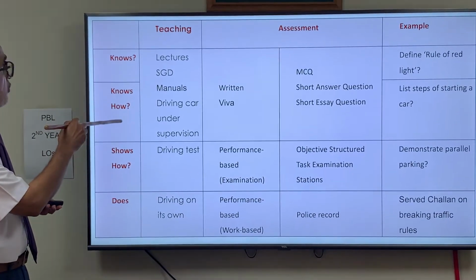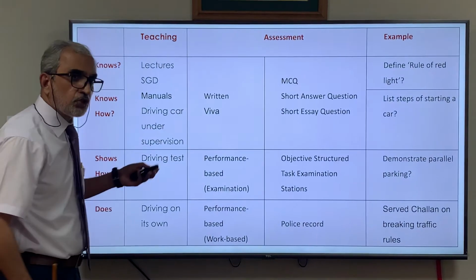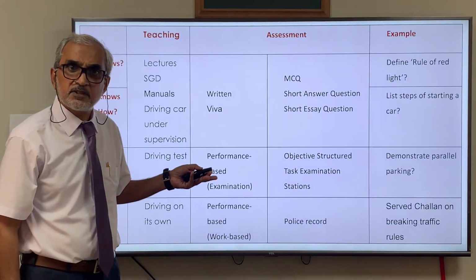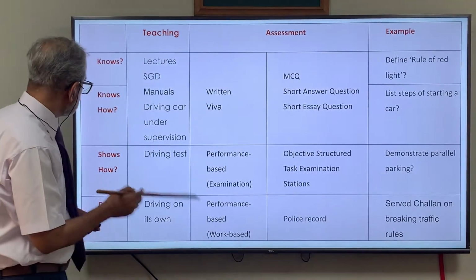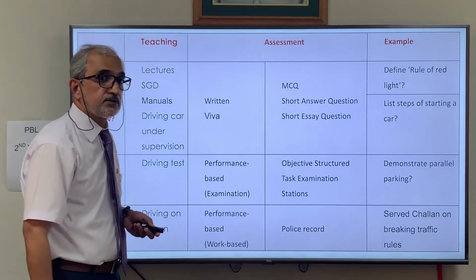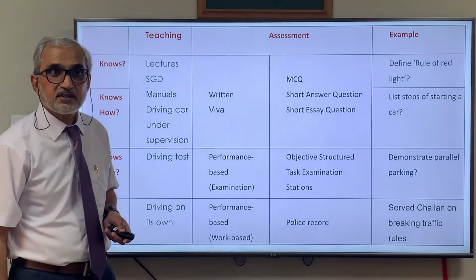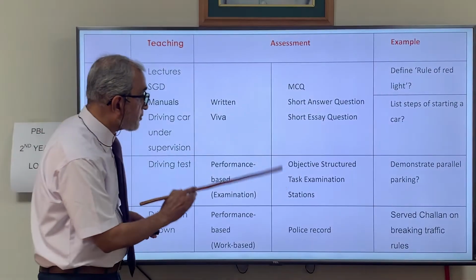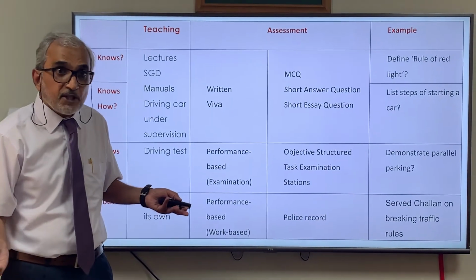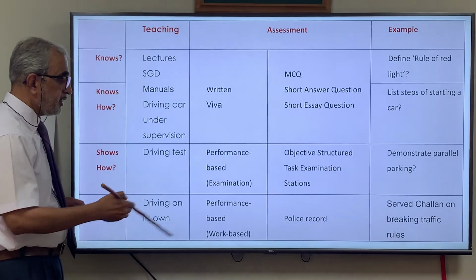These two, knows and knows how, can be very easily assessed by MCQs, short answer questions, short essay questions, table viva, and that is what exactly they do. For shows how, it has to be a performance-based examination. Actually, in the police department, there are stations. And these stations are an objective structured task examination, and the task is some part of driving. And does is obviously the police record.